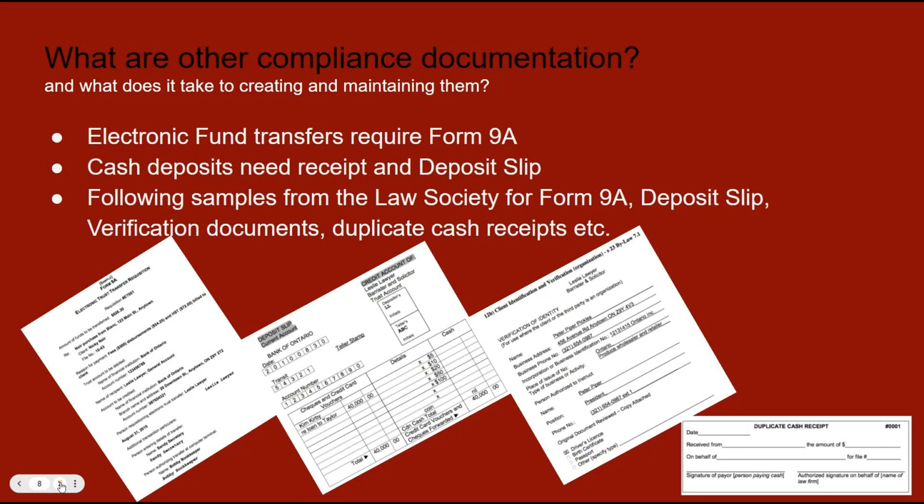And if you transfer that money electronically, so let's say you're banking with, for example, RBC, and you're moving the money from the trust bank account into the general bank account online, then you need to complement that transaction with the use of this Form 9A. It tells you the bank account information from the source, the bank account information of the target account, their purpose for it, and then you sign it.